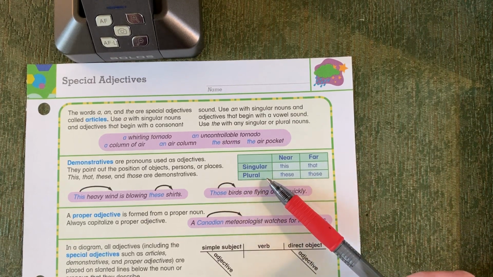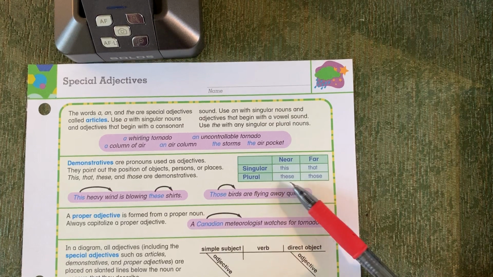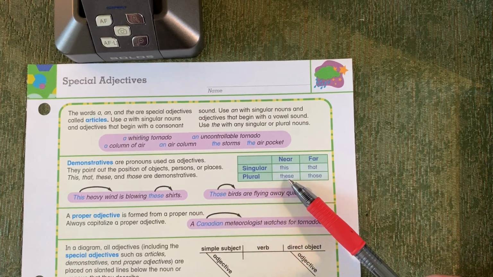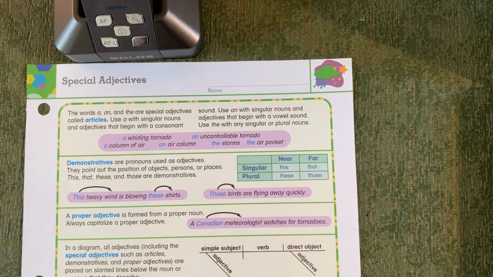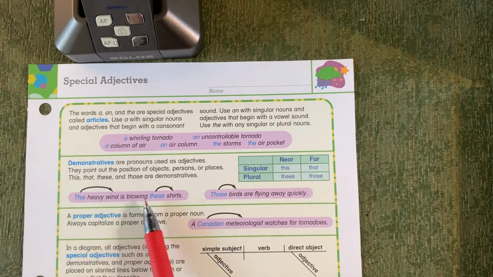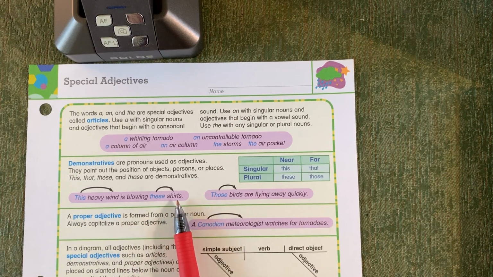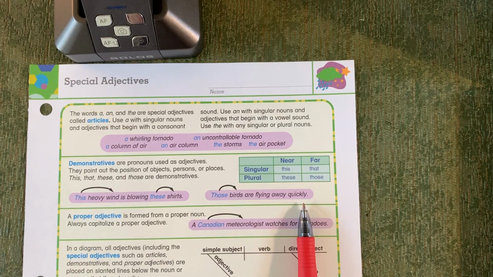And then the plural demonstrative adjectives are these and those. These is near, and those is used with something that's far. This heavy wind is blowing these shirts. Those birds are flying away quickly.